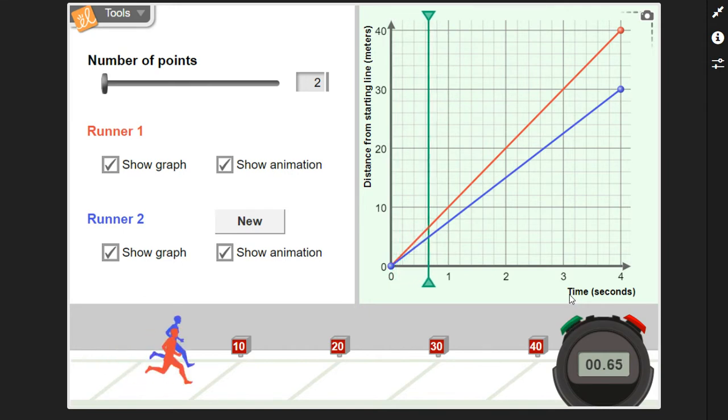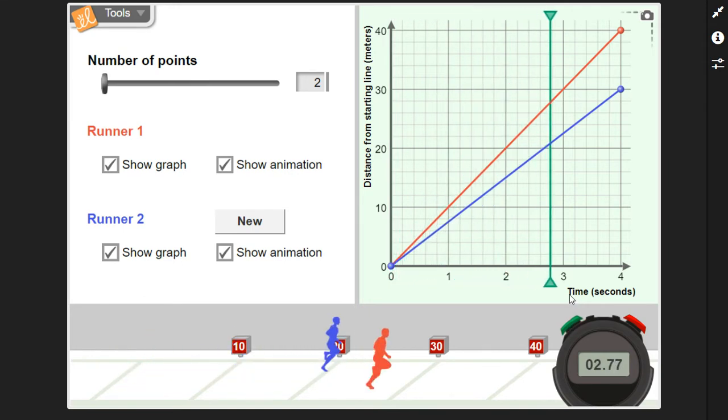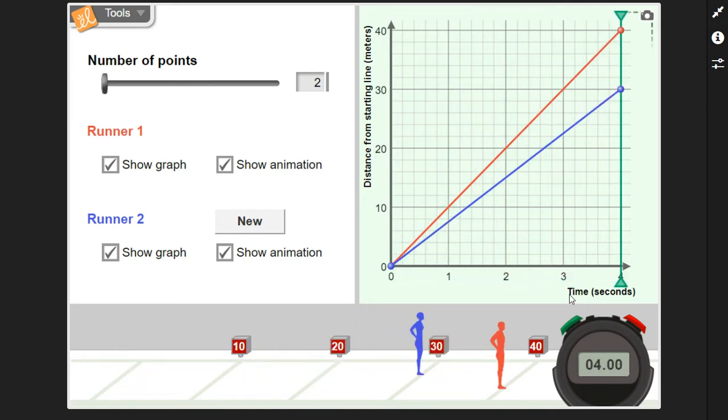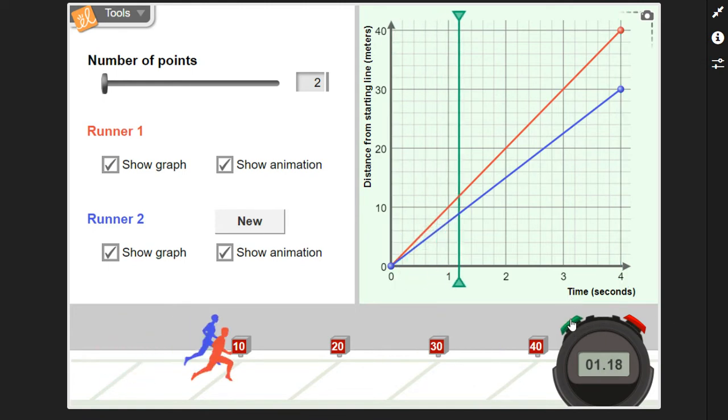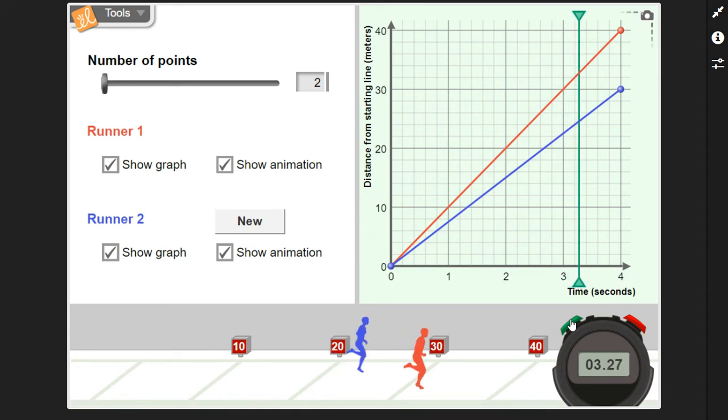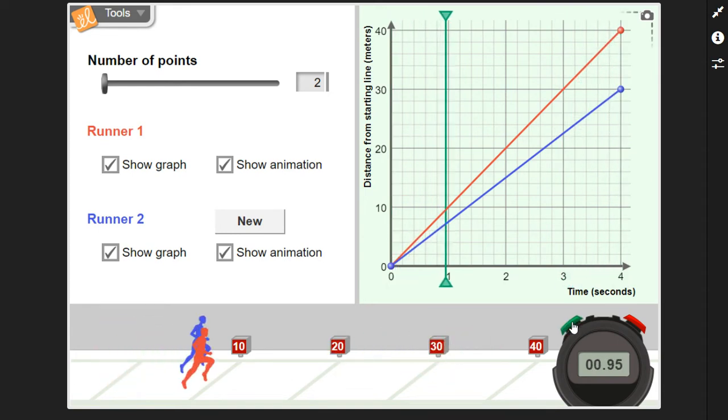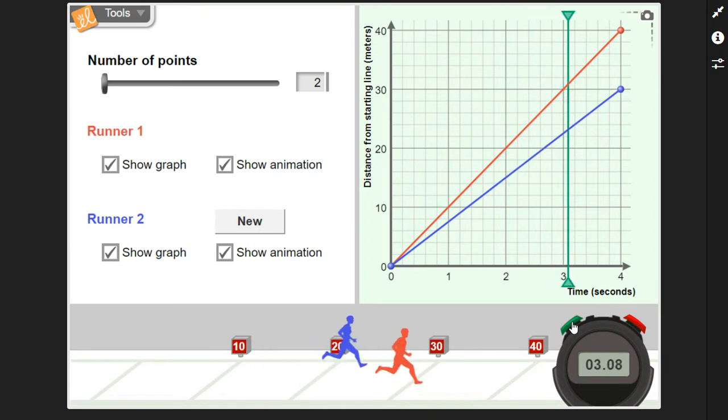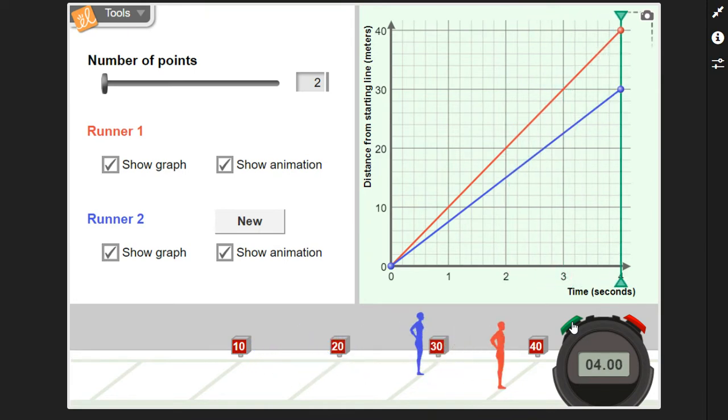It looks like red wins. So let's play it again and compare the speed of the red runner to the blue runner. And all I'm doing right now is watching the runners. The red runner looks like it is running a little bit faster, at a constant speed, than the blue runner. So which runner was fastest? The red was definitely the fastest.